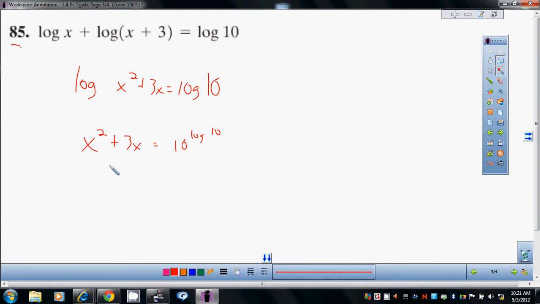Yeah, if log of 10 finds out, yeah, that's true. If a log has a base of 10, anyway, yeah, so it's basically 10 to the first. Just punch it in the calculator. 10 to the log 10. I'll just do it now.